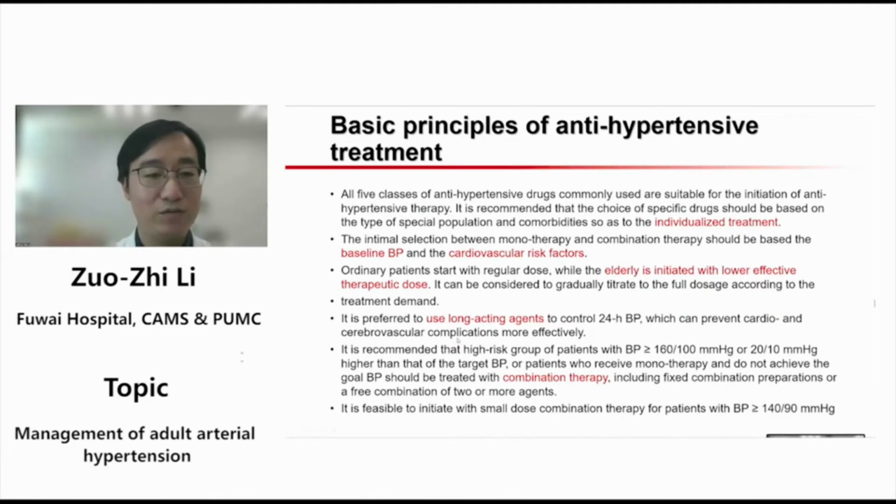And it's also recommended that high-risk patients with blood pressure over 160 over 100 millimeters of mercury, or a blood pressure that is 20/10 millimeters of mercury higher than the target blood pressure, should receive medications. People could receive a monotherapy or small dose combination therapy depending on their personalized conditions.